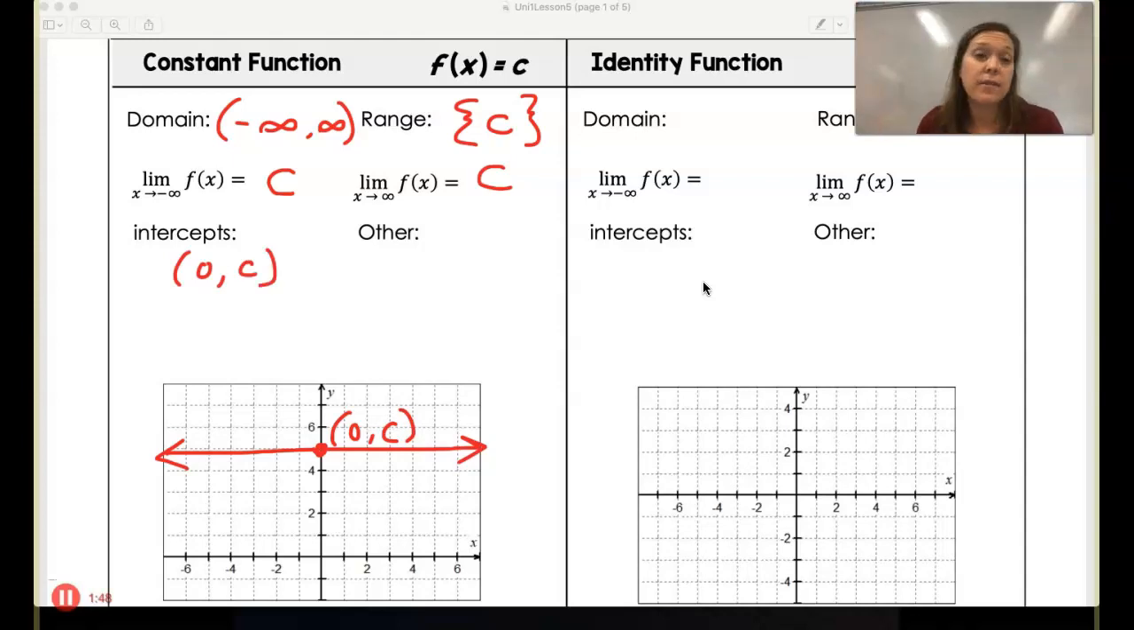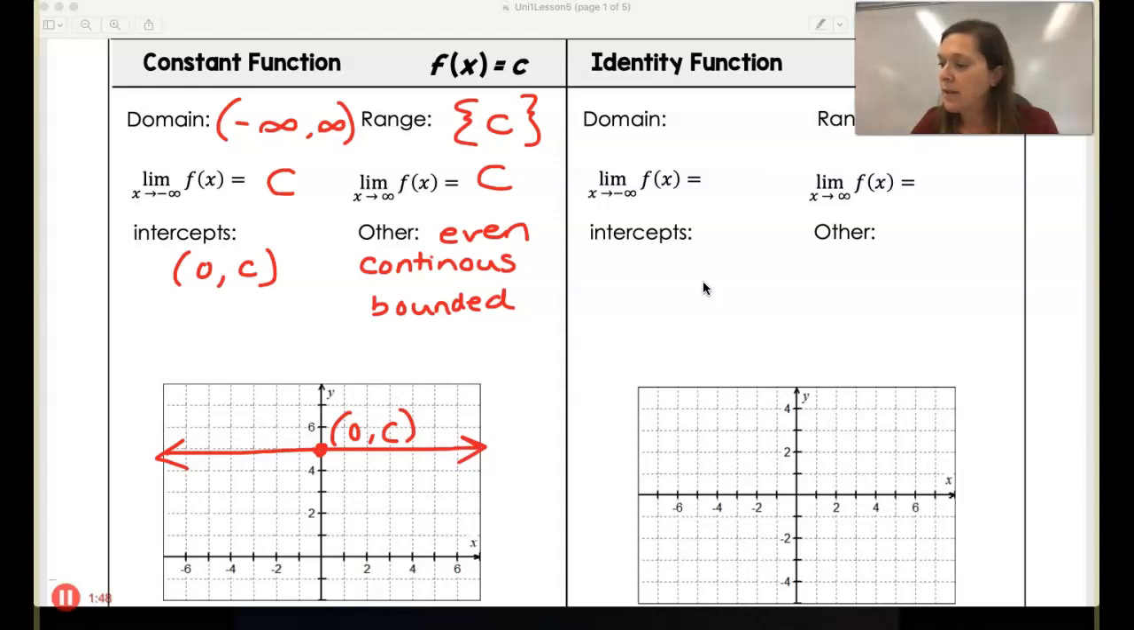So what are some other characteristics of this graph? Well, I would say that it's even. It's symmetric to the y-axis. If I were to fold it on the y-axis, it would overlap. I would say that it is continuous. I did not have to pick up my pencil or my finger as I was graphing it. Technically, I guess it could be bounded. There's nothing going below or above it, and c is the only number that it is, so there's nothing higher than c or lower than c. All right, I think we're going to call it good on that one.